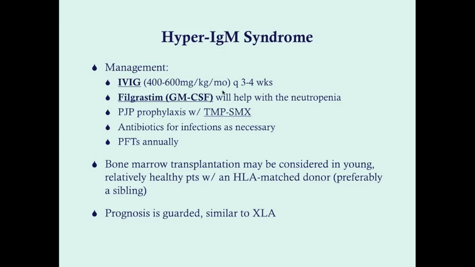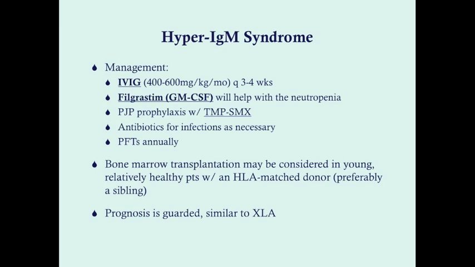So remember, they're missing antibody and they have a neutropenia. To give them the missing antibody, we give them IVIG. To help with the neutropenia, we give them filgrastim. As soon as they're diagnosed, we put them on pneumocystis jirovecii prophylaxis, just like we would do for AIDS patients, and that is done with trimethoprim sulfamethoxazole. Antibiotics are given for infections as necessary, and because, just like all these other patients we've been talking about, they're at risk for sinopulmonary infections, we do pulmonary function tests annually.